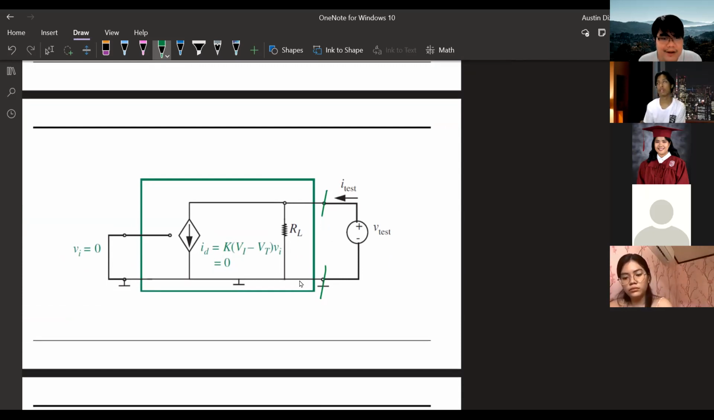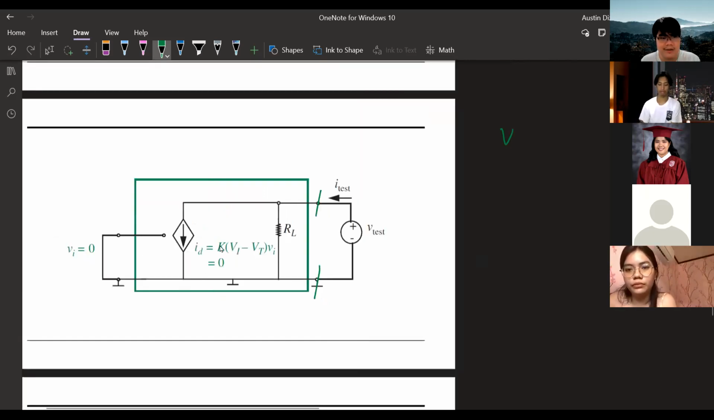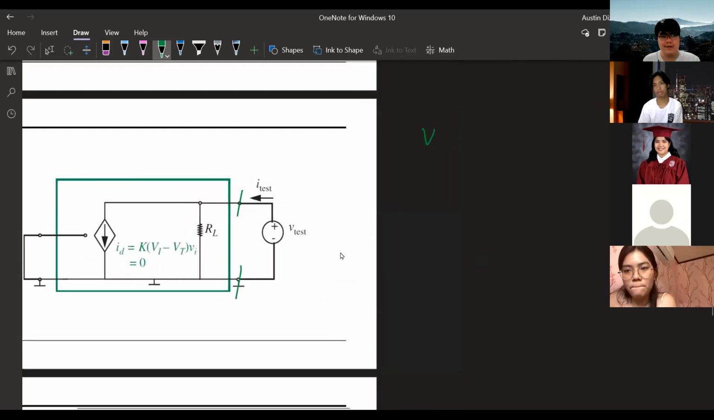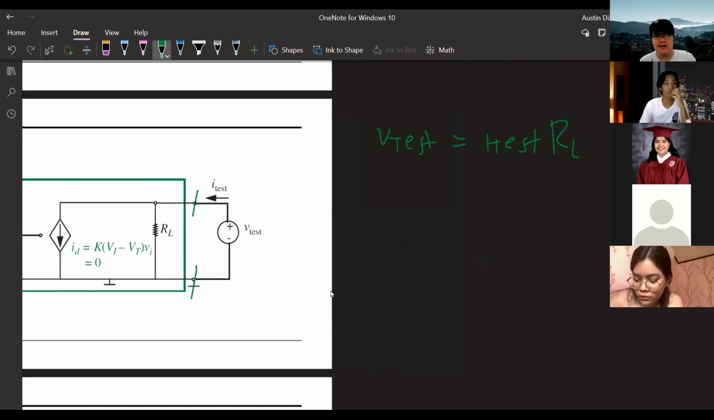So what is the voltage difference there? V test must be... Pansinin nyo dito sa kabila, walang nakalagay. No? So walang current na dadaloy dito. So yung circuit mo, pinapatay mo muna siya tapos saka ka magta-testing. Then V test must be equal to I test RL. Okay, so pag dinivide ko to by I test everything, I could get my R out. So R out is equal to RL.